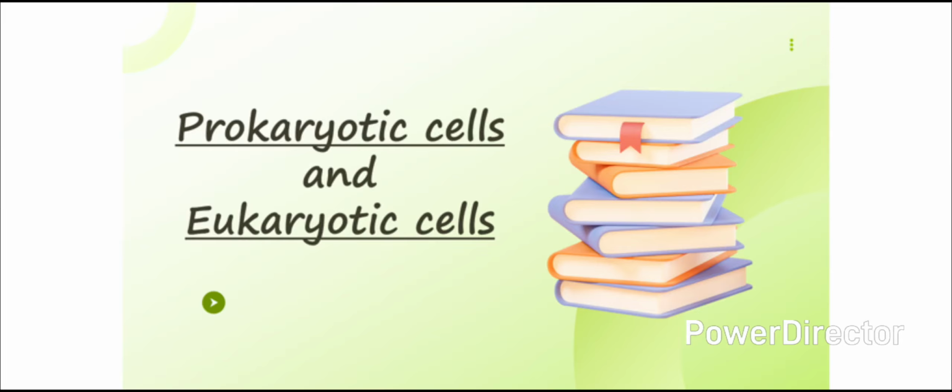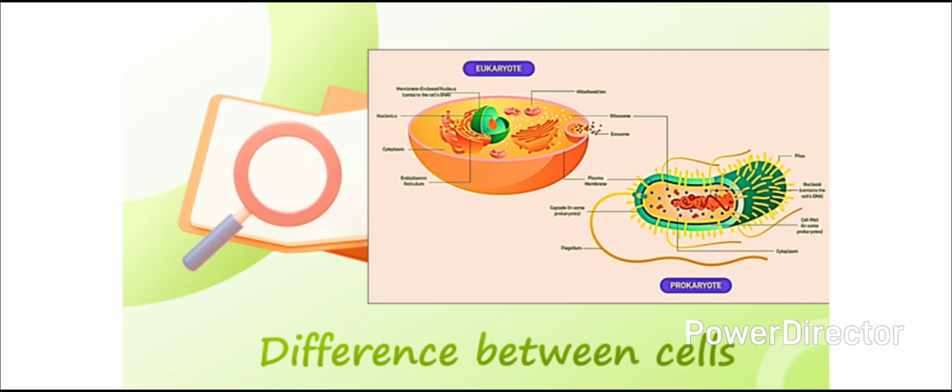In this video, I am going to tell you about the difference between prokaryotic and eukaryotic cells. Both the cells are mainly distinguished by the presence or absence of nucleus. So, now focus on major differences between these two types of cells one by one.